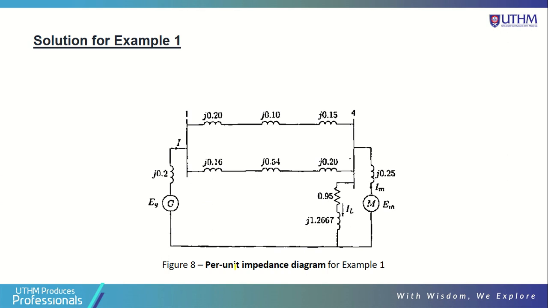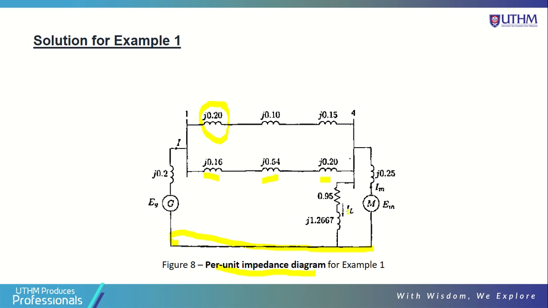We call it the per unit impedance diagram. You have a common reference here, and then you have a generator connected to the transmission line, and you have a transformer with its impedance. This j0.2 is the per unit value, not the ohms value. This is the per unit value of the transmission line, and this is the per unit value for the transformer.